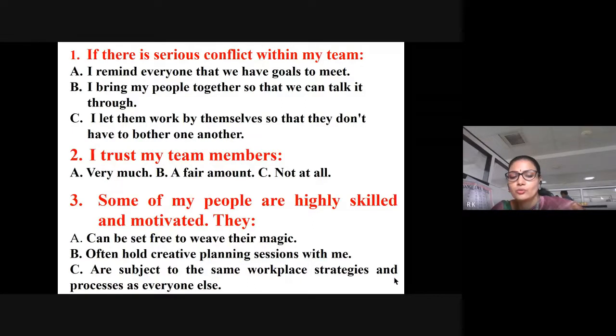What is the thought that you would have? Or are you subject to the same workplace strategies because your management may not allow such creativity or innovation, so you just do the same process as everyone else? So which is the answer? You leave it to them and sit along with them, or you follow the same set of strategies which the management has given. So this is question number 3. I hope you all are writing it down. Question number 4.